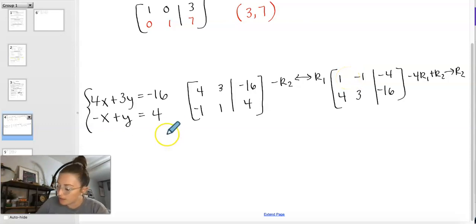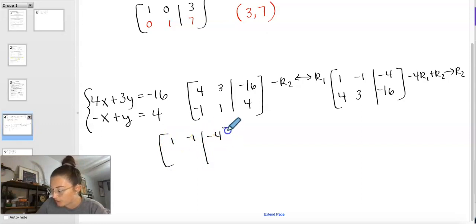Row 1 is not changing, so you're allowed to just copy it down. But row 2 will be changing. I'll do it in a different color. So I'm going to go to row 1, multiply everything by negative 4 and add it. 1 times negative 4 is negative 4, plus 4 is 0. So now I put a 0 here.